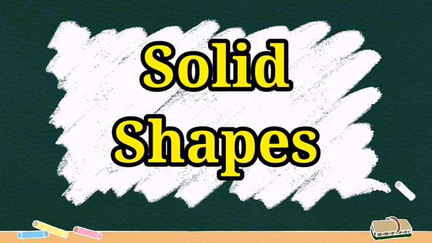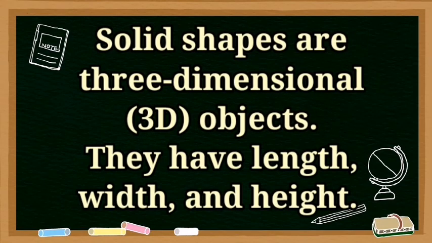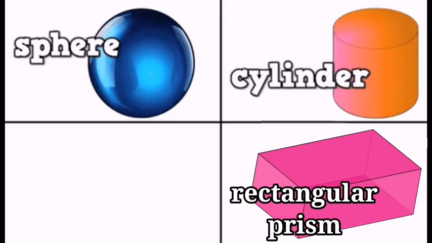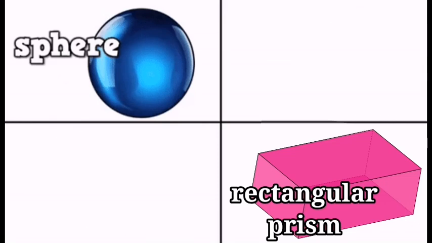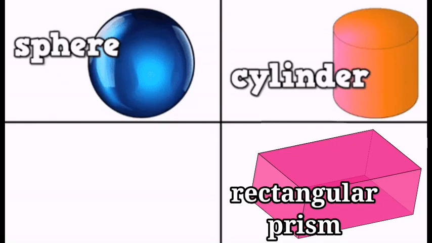Did you enjoy our review about polygons and plane shapes? Now, let's proceed to our next topic, the solid shapes. We have learned that solid shapes are three-dimensional or 3D objects. They have length, width, and height. There are many types of 3D shapes, but today we will only be reviewing these 4: the sphere, cylinder, cube, and rectangular prism.